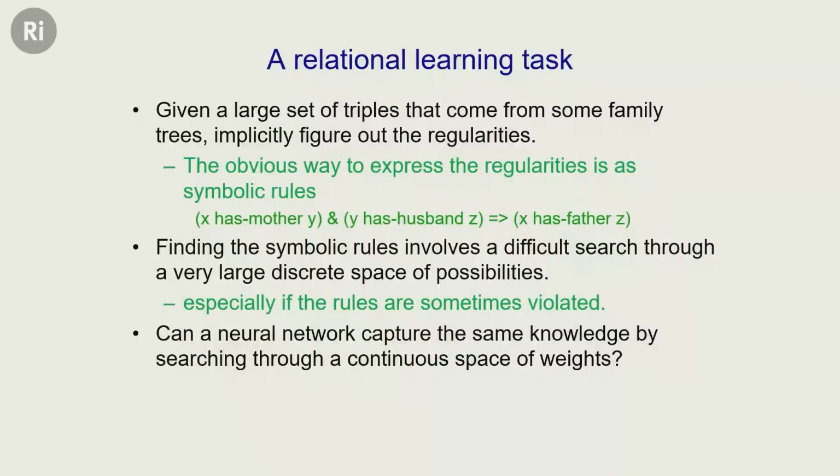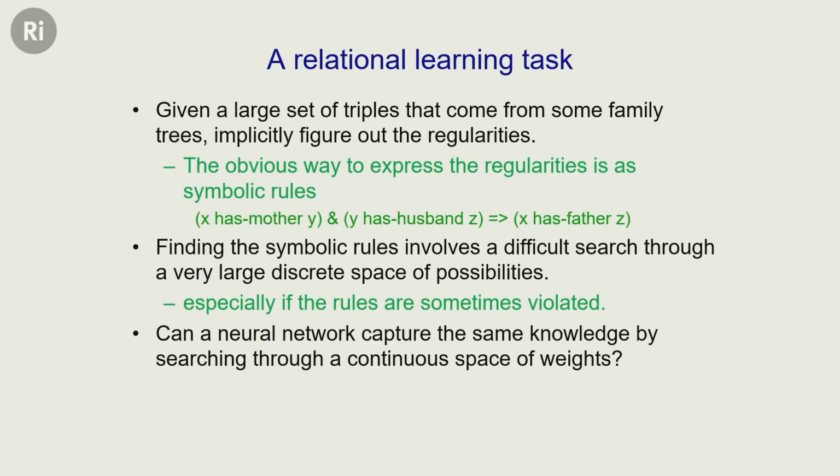Okay, so you can represent the knowledge as strings of words. Now, you can think of a relational learning task as: I give you the beginning of a string of words and you give me the last word. If you were doing this with symbolic AI, you'd say, well, we have regularities in this domain of the form, if X has mother Y and Y has husband Z, then X has father Z. That would be the symbolic way to do it. But I wanted to do it a different way.